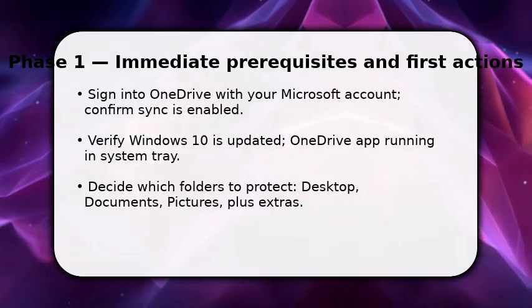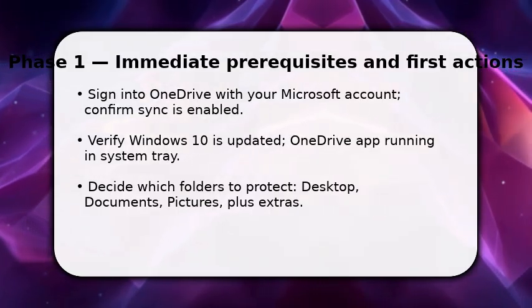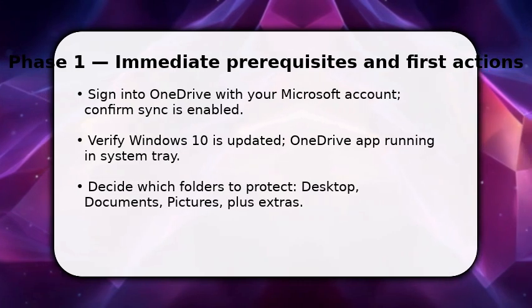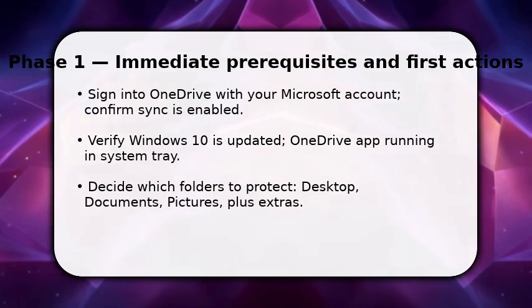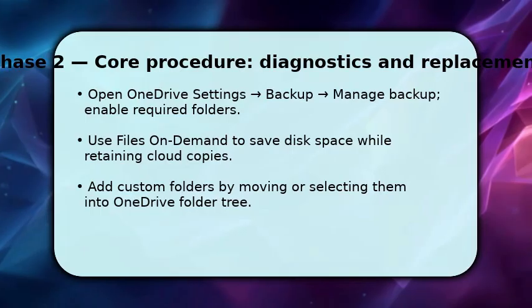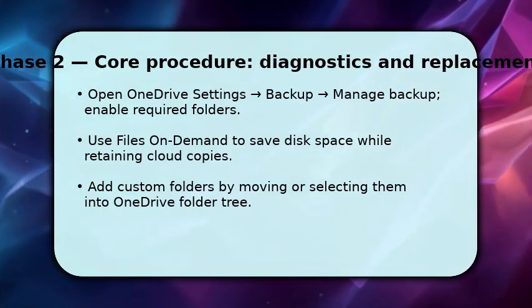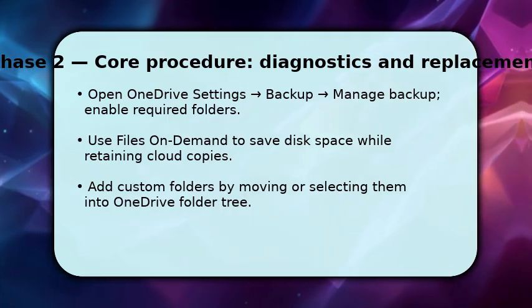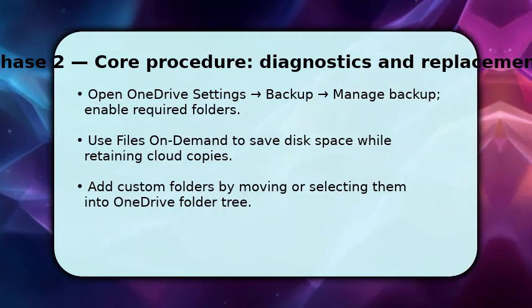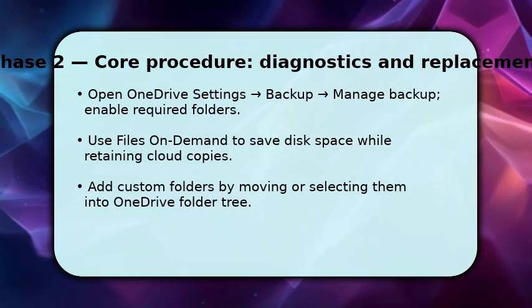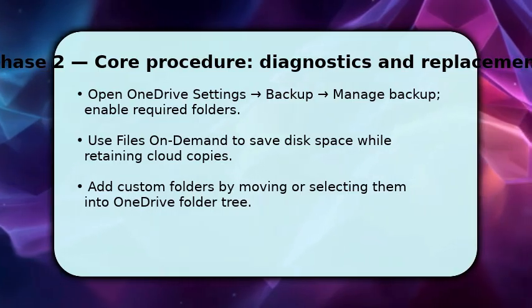Open OneDrive settings next, and be ready to manage folder backup choices, so your files are safe and organized from the outset. You open OneDrive settings and go to the Backup tab, then click Manage Backup to enable desktop, documents, and pictures. Once enabled, OneDrive begins copying those folders into the cloud. This protects against local drive failure.